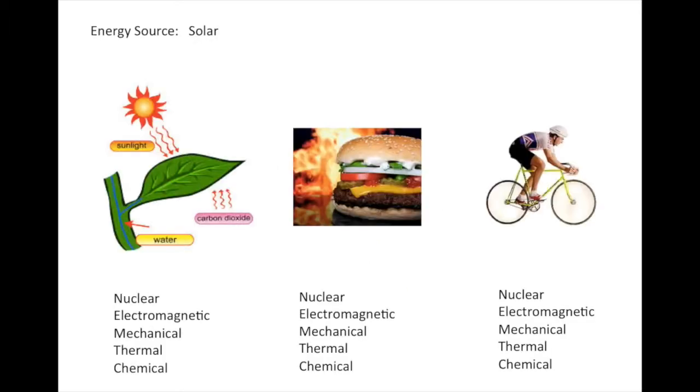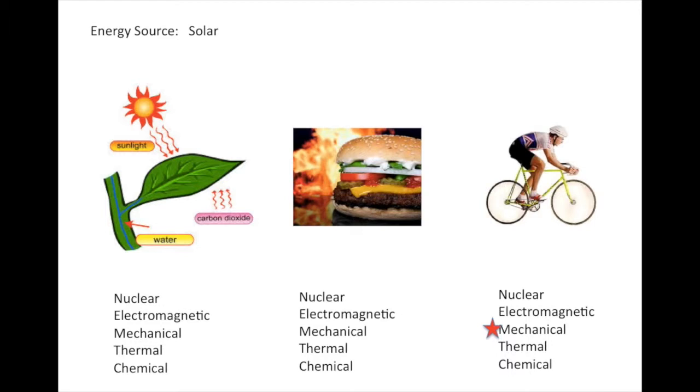Our original source here is solar energy for this example, but we're going to look at how the energy exists in various forms throughout this process. So we have a plant, we have a hamburger, and we have a cyclist. Well, we're going to start with the cyclist, and we're going to kind of work backward. The cyclist is moving, so we're going to identify that as his mechanical energy, and he has power stored in his muscles, which is a potential energy. Mechanical energy is that combination of kinetic and potential energy. So it's pretty easy to see that the cyclist is an example of mechanical energy.